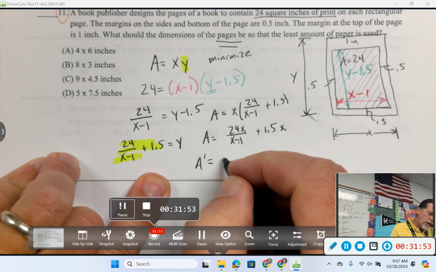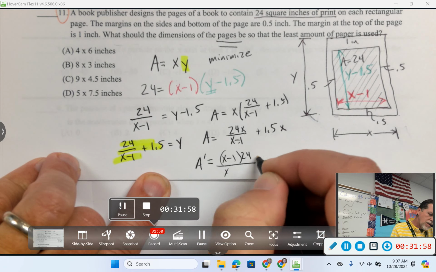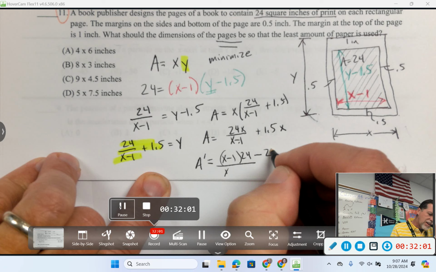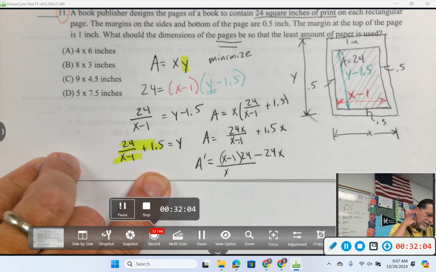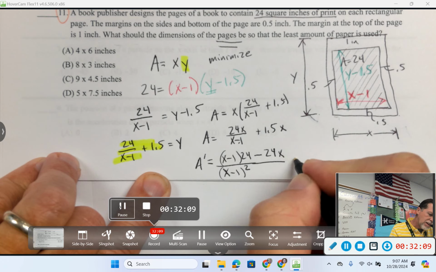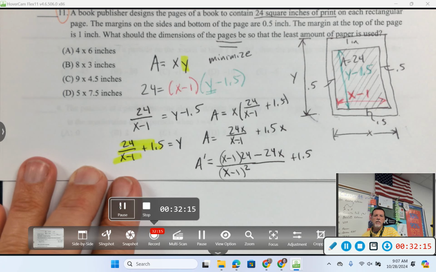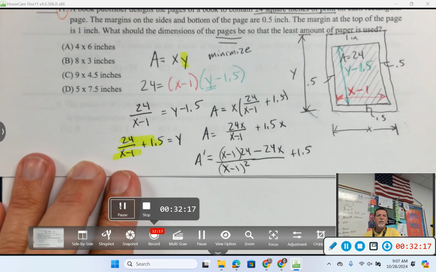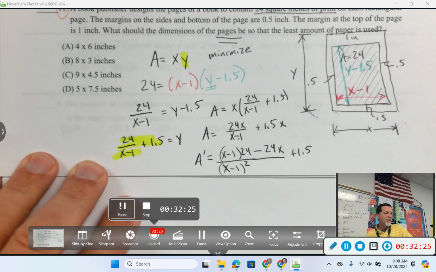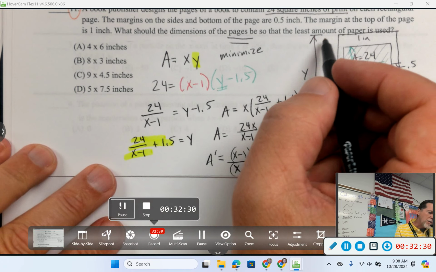Okay, g f prime, so X minus 1 times 24, minus f g prime. Oh, that wasn't too bad. All over X minus 1 squared, plus 1.5. This is going to be ugly. In fact, it's multiple choice, so my guess would be, you know what, forget that. Let's go look at our answer choices and see which one gives us the least amount of paper.